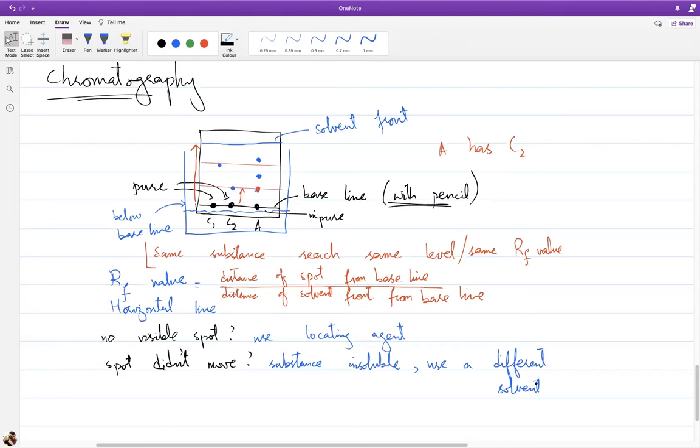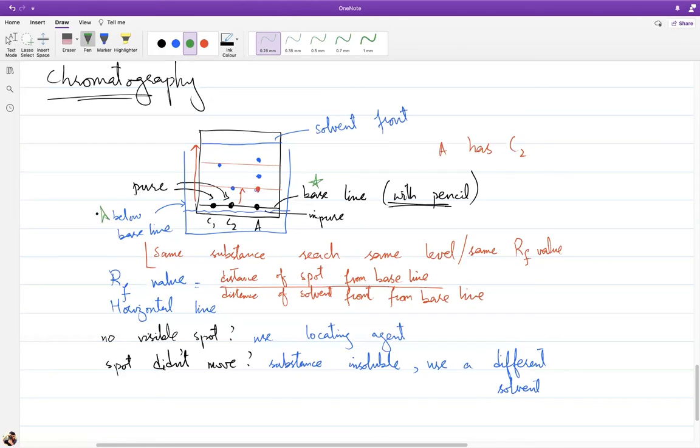Chromatography design questions are usually for 4 marks, and there are 4 important things you have to mention. You have to mention that you draw a baseline with pencil. You have to mention that you put the solvent below the baseline. You have to mention the definition of RF value, that you calculate the RF value of the spot, and things that have the same RF value are the same. And lastly, if you have invisible or colorless spots, use a locating agent. So I'll put a star next to these 4 things that are super important.